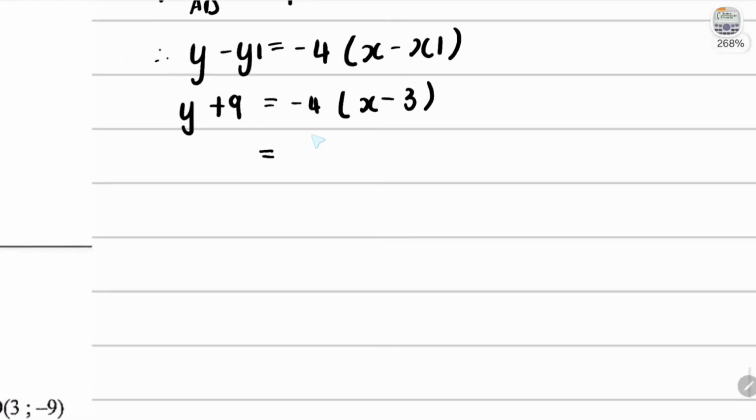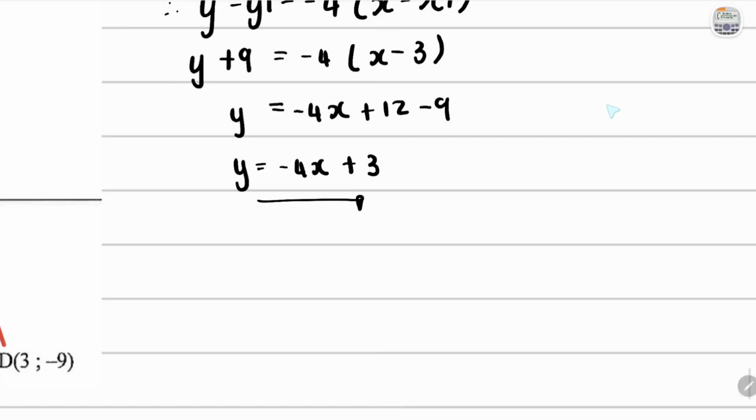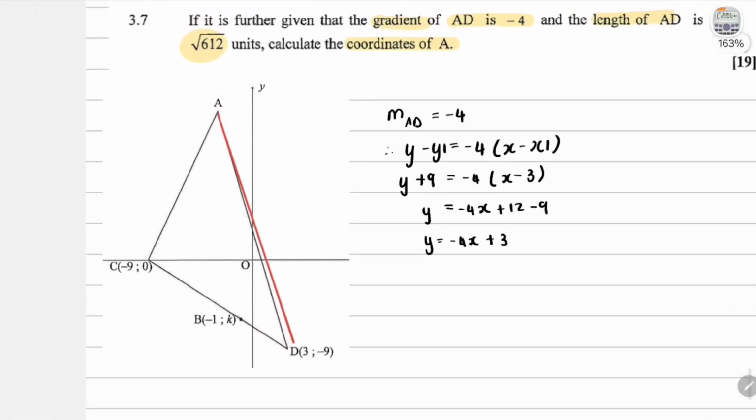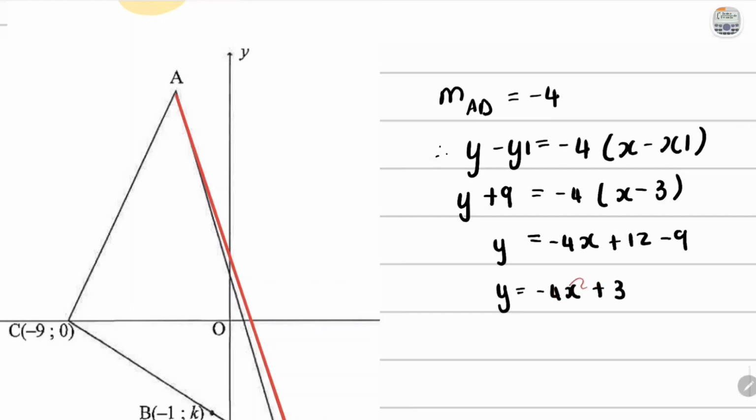Let's distribute. So this will be -4x positive 12, and then the 9 will come over and become negative. So y is finally equal to -4x, 12 minus 9 is 3. So this is the equation. And this is what we can actually call this point A. Because its equation is y equals -4x plus 3, we can say the x value is just x, and the y value, because we say y is equal to, this is the y value, the output, in respect to whatever the input is. So that will take on the y value, so -4x plus 3. And that's what we can call that.